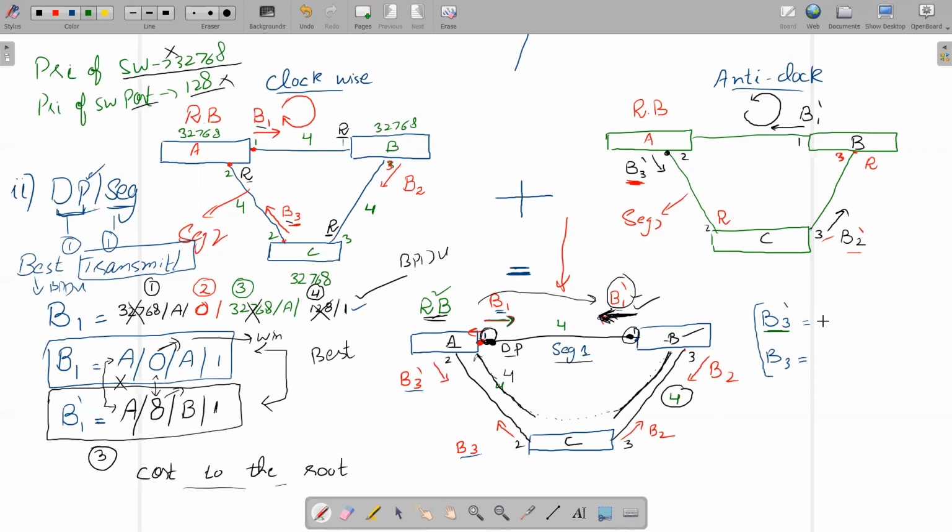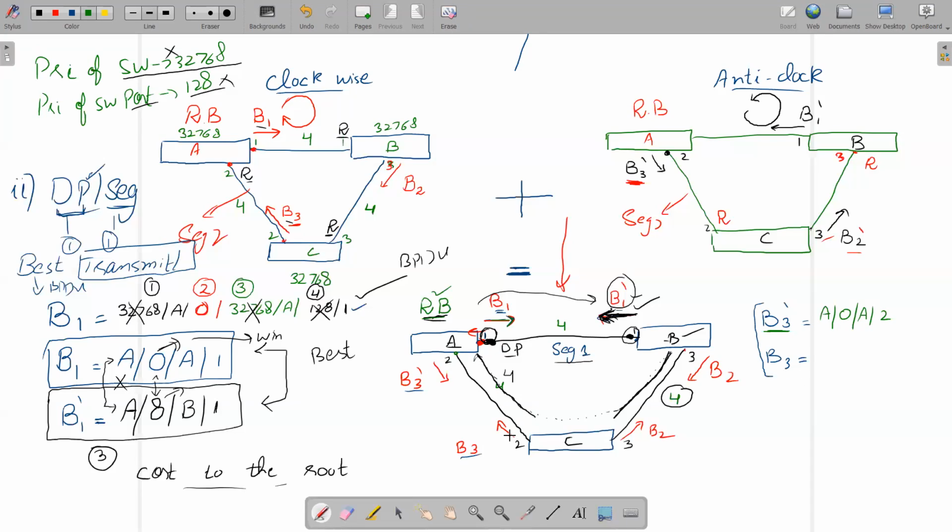Obviously, the first field was about the root bridge ID, and that is A. And what about the cost? Because right now you are sitting at the root bridge, so the cost is 0. And who is the sender right now? The same sender, the root bridge, again A. And from which port? From port number 2. So that is B3 dash.